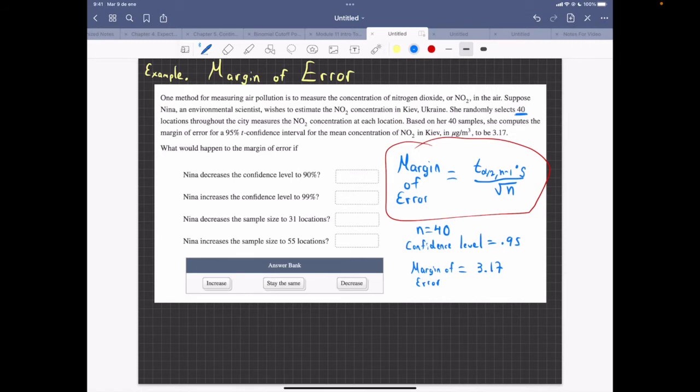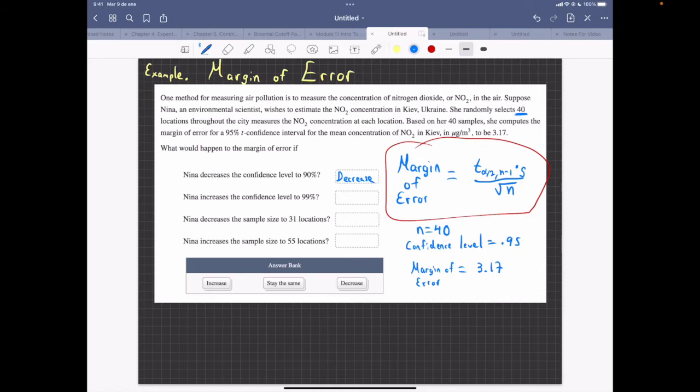So next, what we have to do here, we will have to play a little with the numbers. For example, here it says what would happen to this number if Nina decreases the confidence level to 90%. In this case, what is going to happen? This number is going to decrease. Why? Because the value for t is going to be lower. So you can verify that by paying attention to the formula. In this case, it's going to decrease.